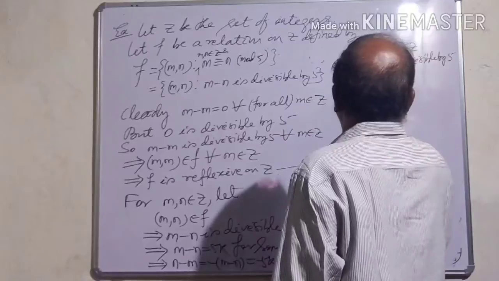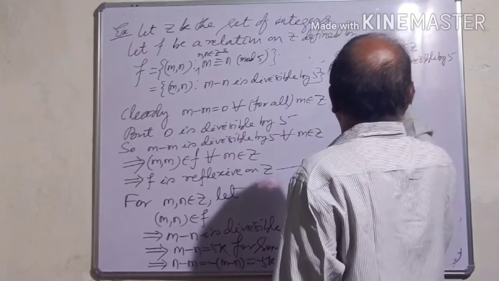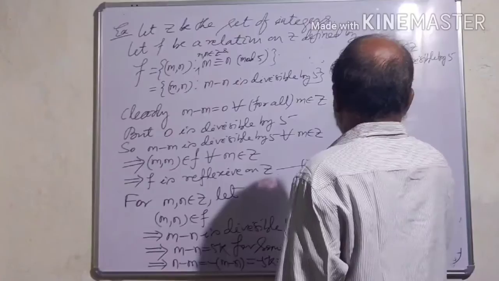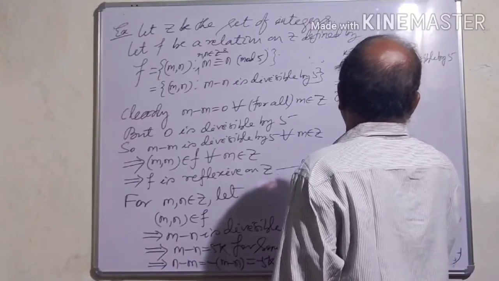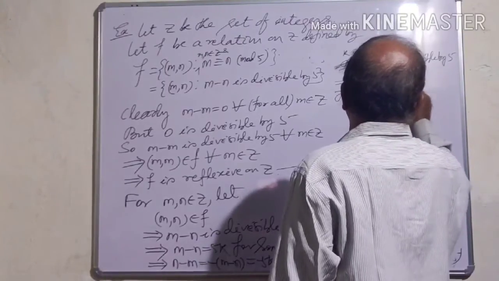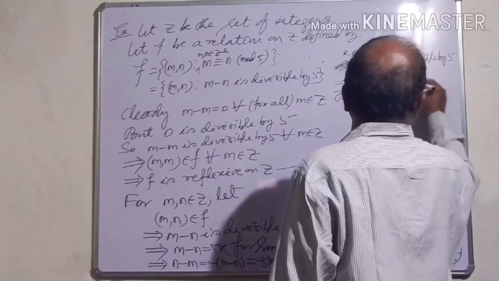And this implies N will be related to M. Thus, what we get? M, N belongs to F implies N, M belongs to F, right?